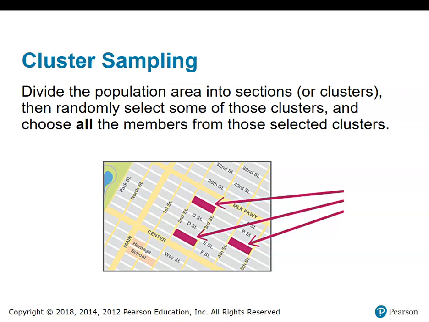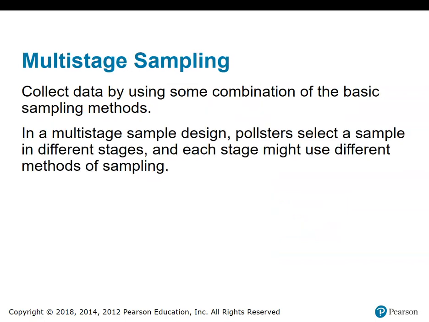Cluster sampling, you're going to divide the population into sections, and then you're going to choose all the people in those clusters. Multi-stage is when you have a combination. So that's it for the sampling on this video, and we'll probably hit through it again in some regards in the next couple of sections, and then we'll be done with this chapter.